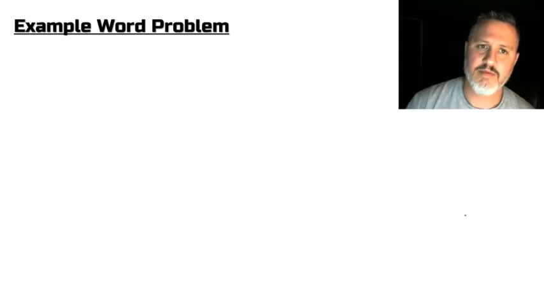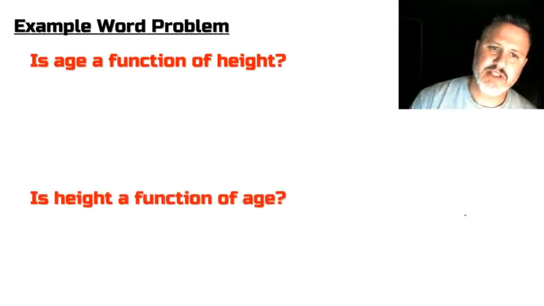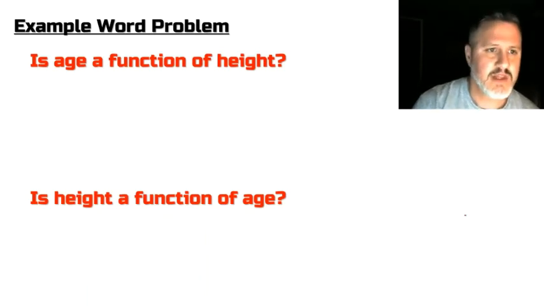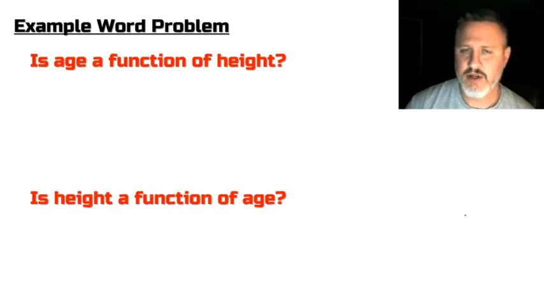All right, the word problems: you're going to have ones that are written one way and then they're written kind of backwards. So let's take a look. Is age a function of height? And is height a function of age? Well, what does that mean?